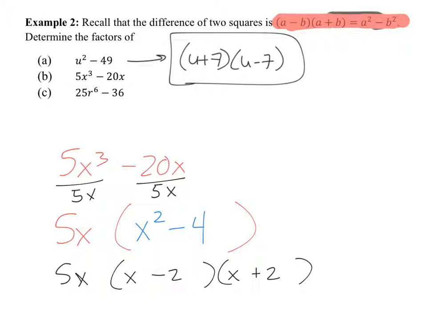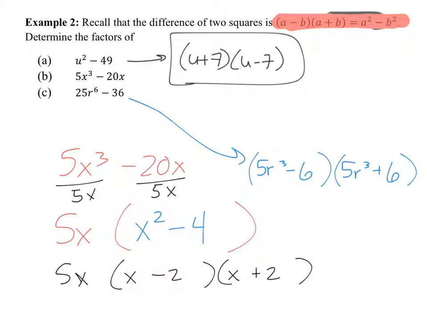Part C. And this one is already ready to be factored into difference of two squares. There's no GCF here. 5r cubed minus 6 and 5r cubed plus 6. Good, Jeff. Well done. Okay, we can see here that it's r to the 6th power. How do you get r to the 6th power in the beginning? It's r cubed times r cubed. That's what r to the 6th is.